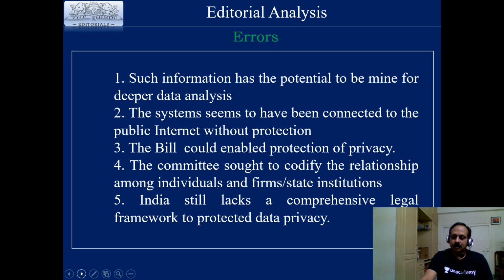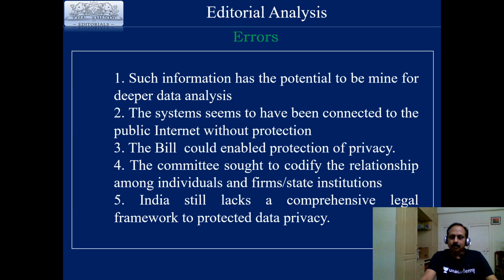To be, second sentence, there is an error. Every sentence has an error, Optimus. Second sentence also has an error. Here the subject is the systems. Systems, plural. Then we cannot say seems. The systems seem. S should not be there. The systems seem to have been connected to the public internet without protection. Seem is correct, not seems.